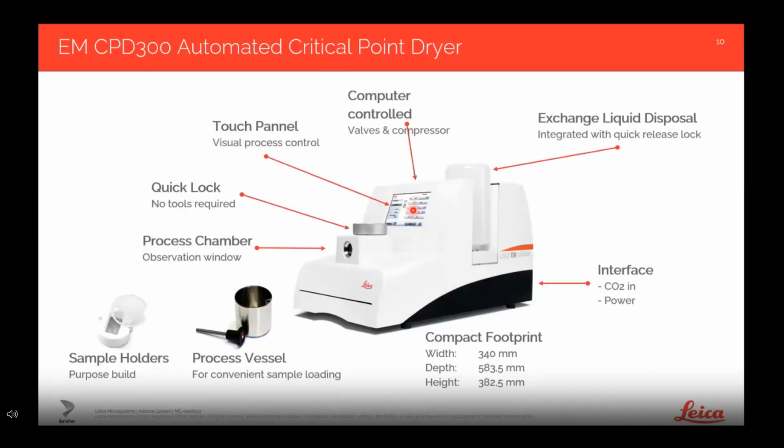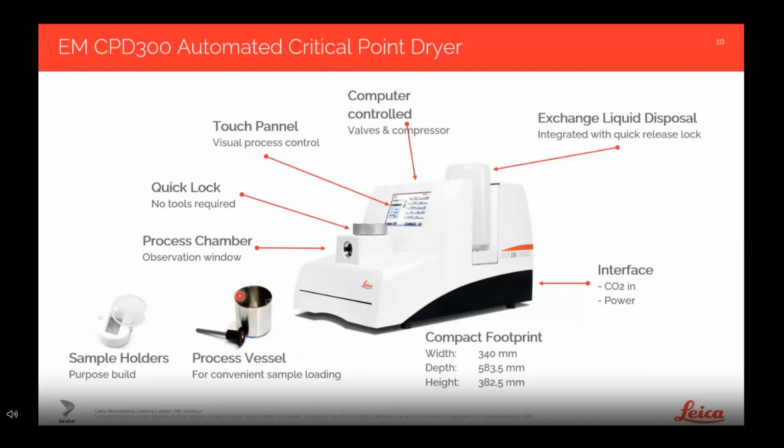Again, this is another touchscreen-based, computer-controlled preparation tool. It features a quick lock chamber with no tools necessary to load and lock samples in. The only facilities required for the CPD 300 are a CO2 cylinder to provide CO2 and 110 volt electrical power. It sits at a very compact footprint on the benchtop, and it has its own built-in liquid waste collection bottle.